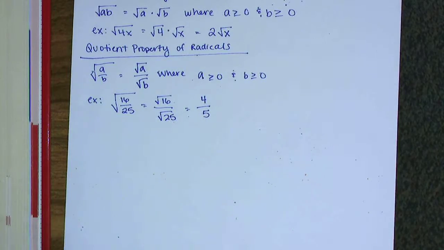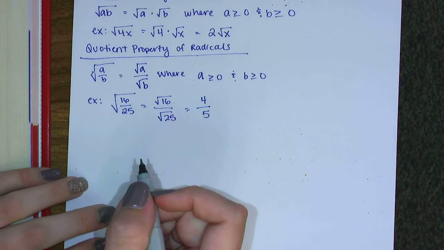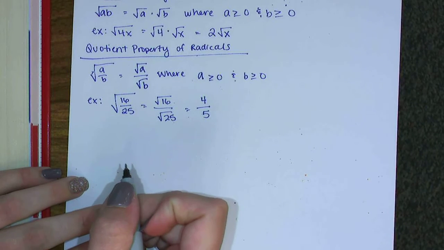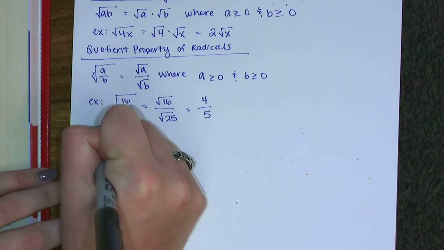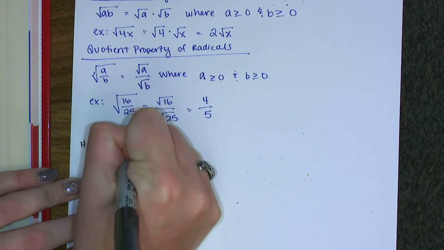Alright, so your book has some examples, but I'm just going to jump into the problems that I expect you to be able to do out of the homework. And so let's start with something kind of simple. Let's see. Number 4. Square root of 48.